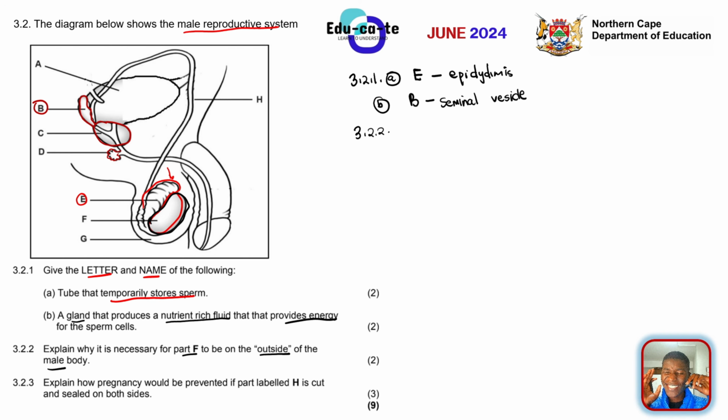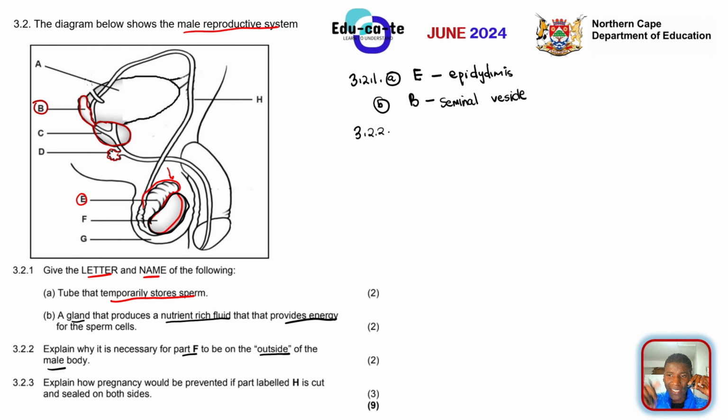The idea of staying outside of the body just means that it must hang, actually, in actual sense. That's why they quoted the outside with quotation marks. So it must hang outside the body. Why must the balls hang outside the body? It is because the testes need to produce sperm cells efficiently. They need to be at a temperature that is at least 2 degrees Celsius lower than the normal body temperature. So that is why the testes have to hang outside the body or hang away from the body.